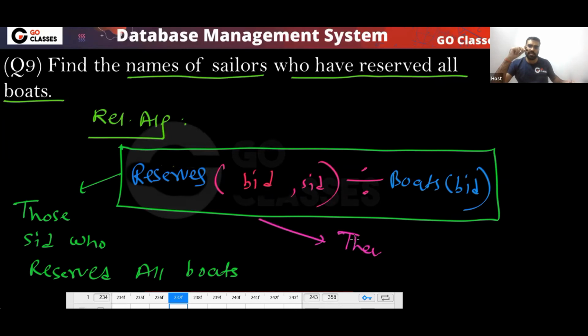Then find names. Yes or no? To find names, what can you do? You can use a natural join. Then find names using a natural join.